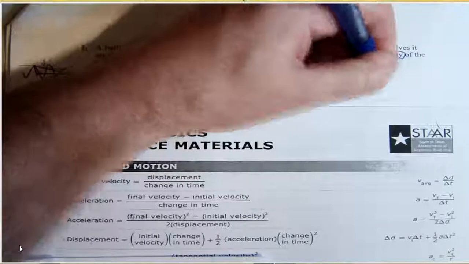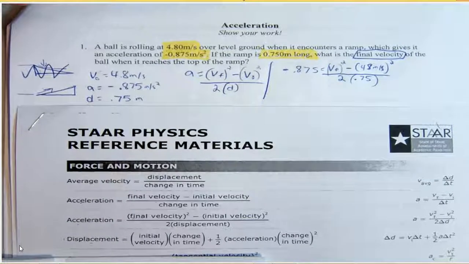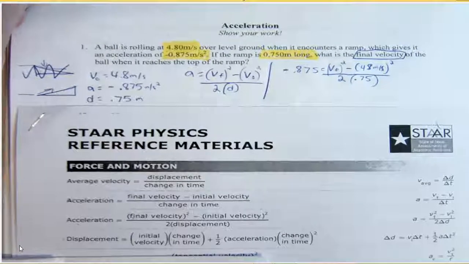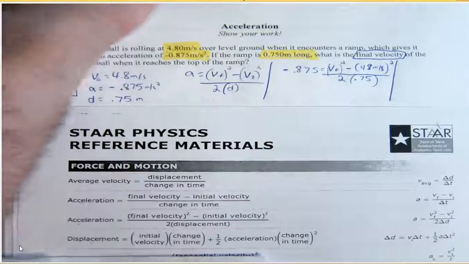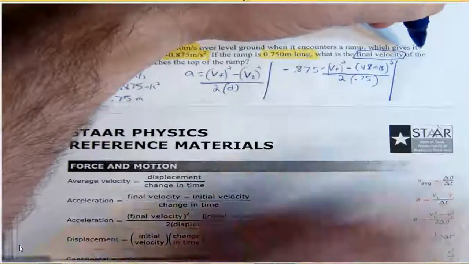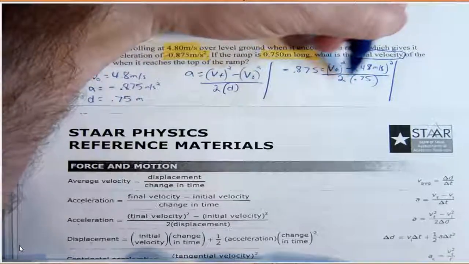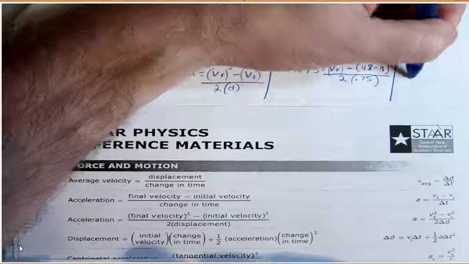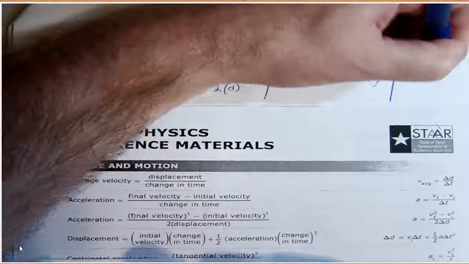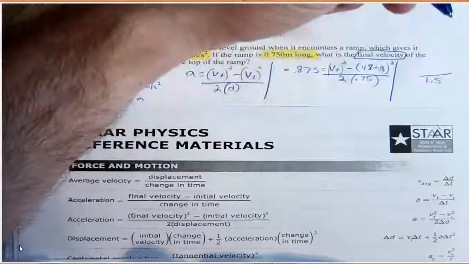0.75 in parentheses. Okay, so now we've got to do everything we need to do. Let's break this up into a couple steps. We're going to go right here. 2 times 0.75. So this is like 75 cents times 2, which should be 1.5. Right? 75 cents times 2.